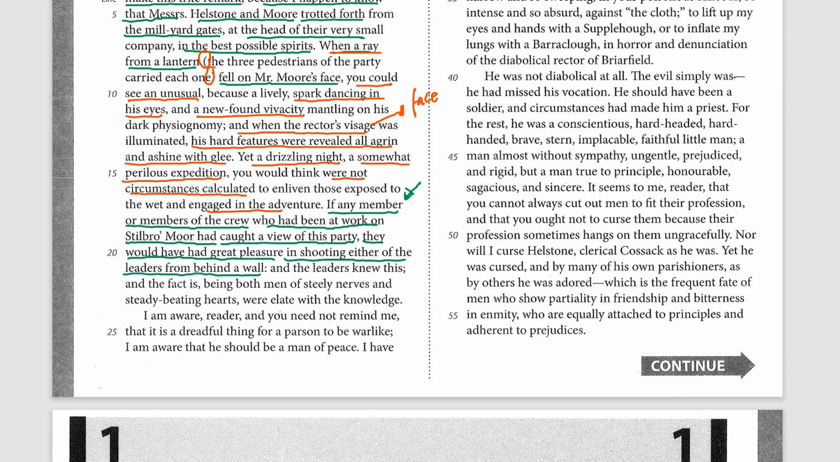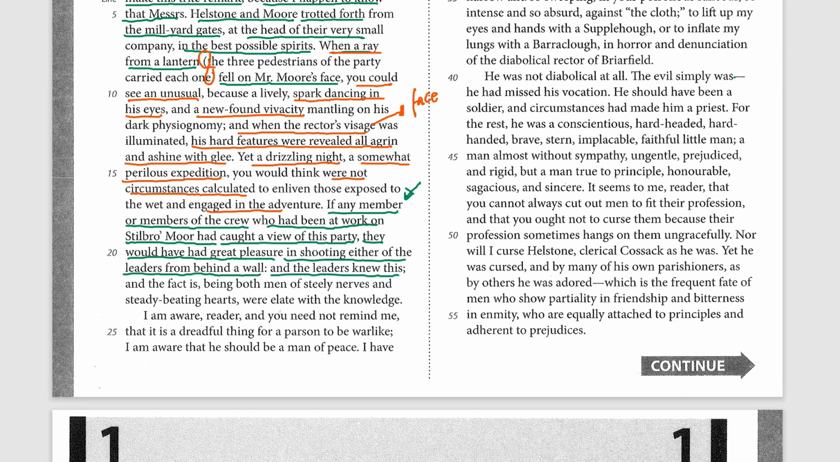This shows us there is something negative here. If any member of the crew who had been at work with them at Stelbro Moor had caught a view of this party, if anyone saw the two together, they would have had great pleasure, they would have been very happy, to shoot them from behind. Imagine, they hate them. And the leaders knew this.